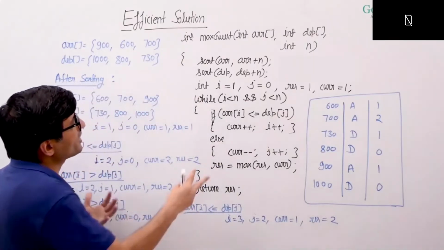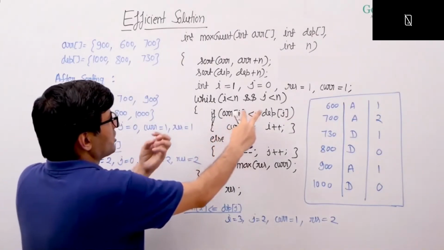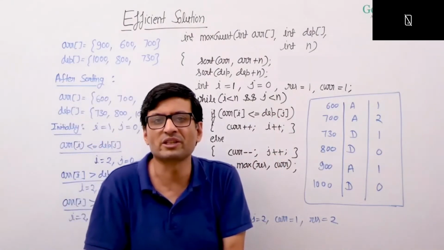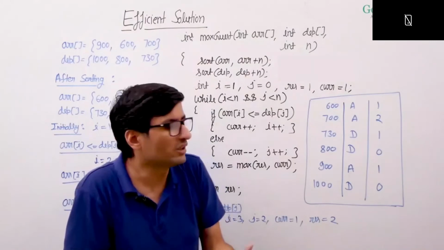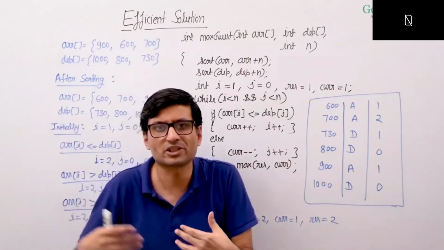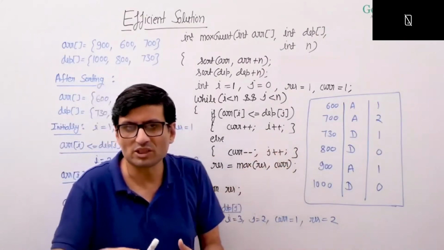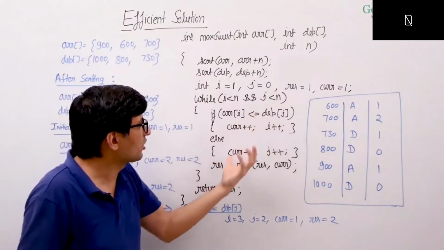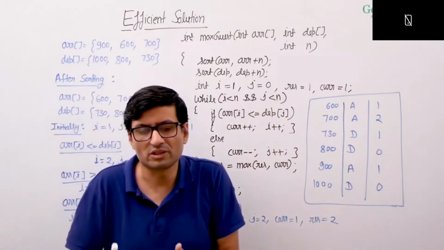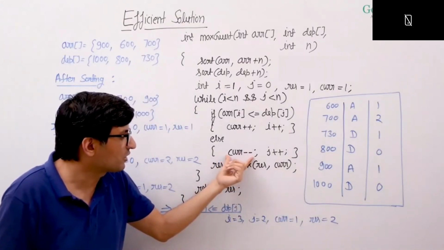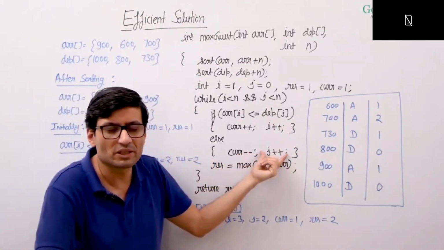So what we do, we say if the current arrival is smaller than the current departure, then the current arrival event is first. So take this event, increment the count of current guests because arrival has come before the next departure, and do i++, go to the next arrival in the arrival array. And if the current departure is smaller than the current arrival, if the next event is a departure, then decrement the current count, and go to the next event in the departure array.